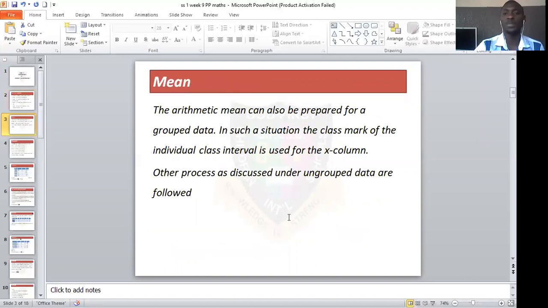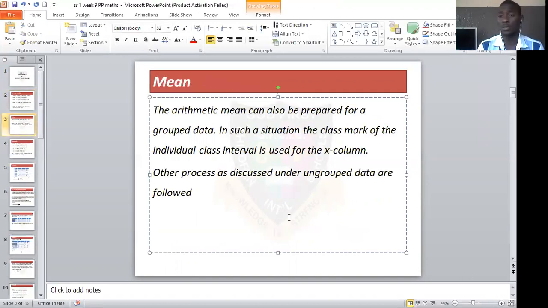So first, to start with the mean. We all know what mean is. That is the sum of all the data divided by the total number given. The only difference from your ungrouped data is that in preparing the frequency table, you will need to show your class mark. In such a situation, the class mark of the individual class is used for the x column.